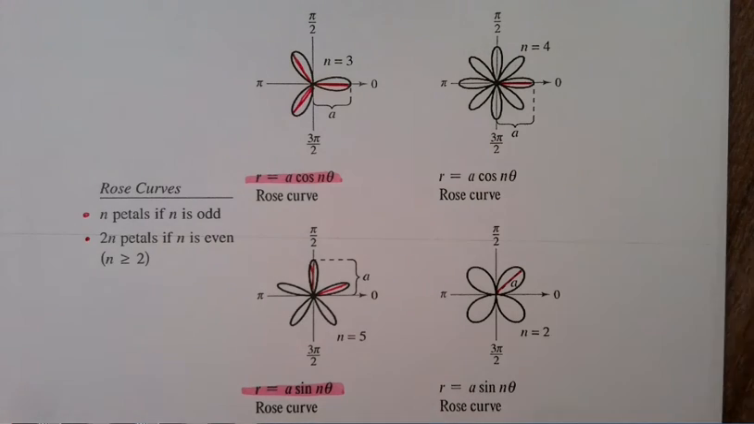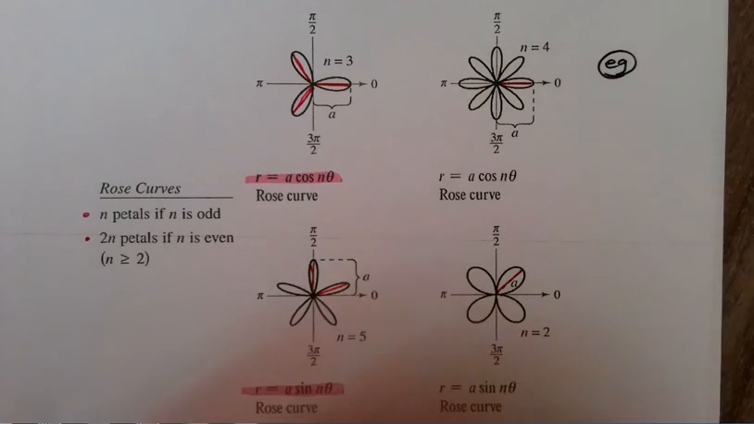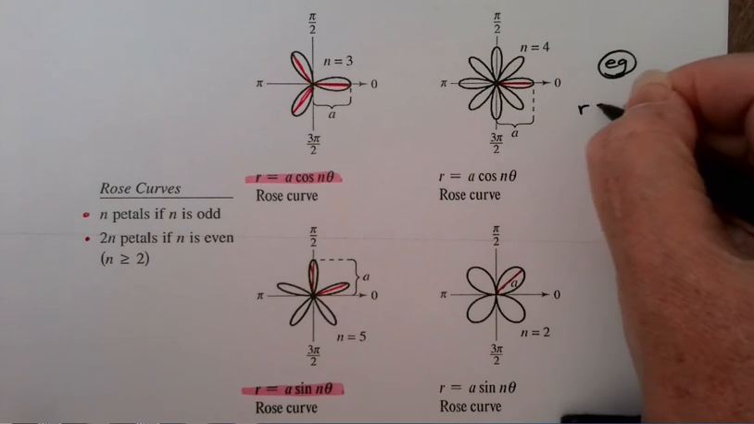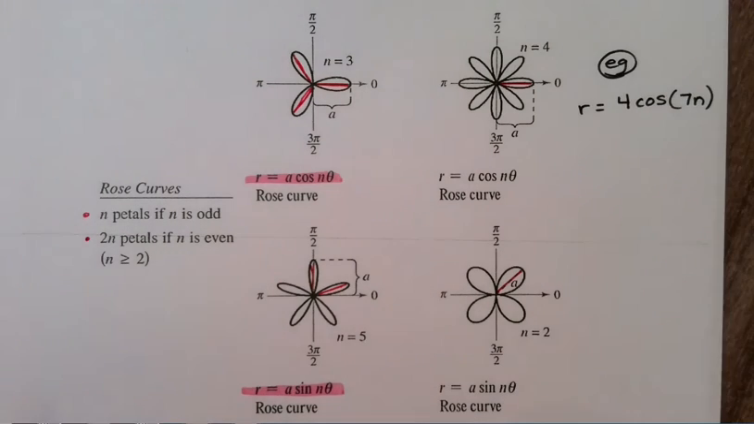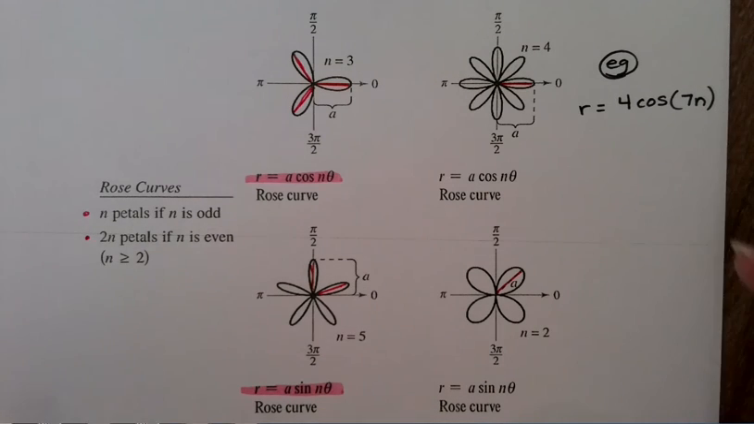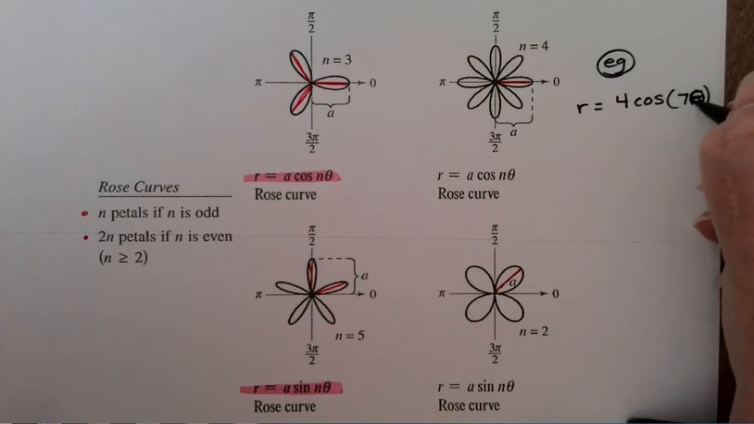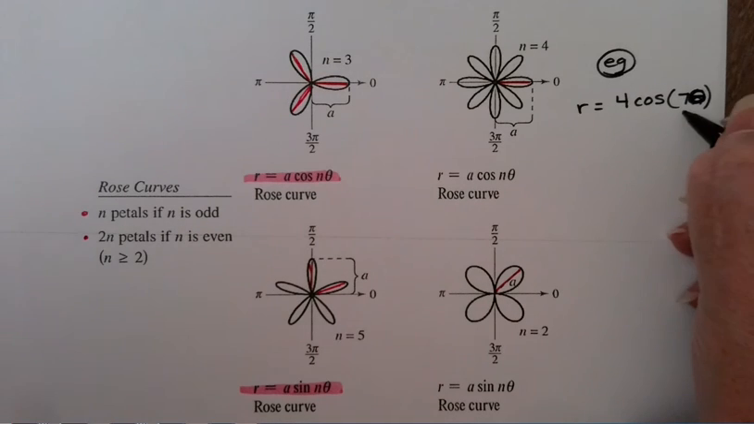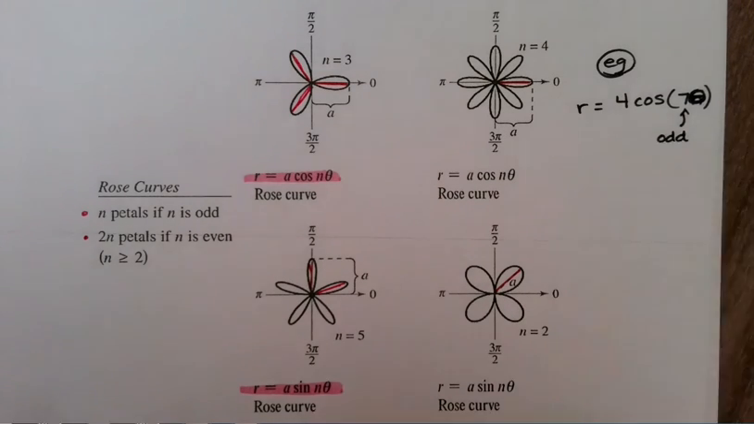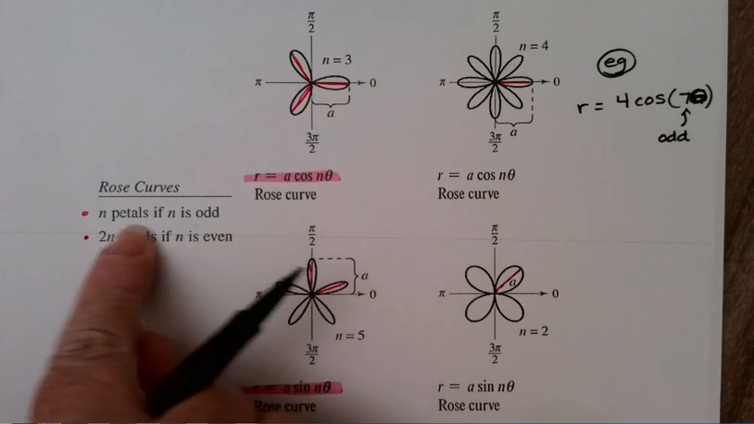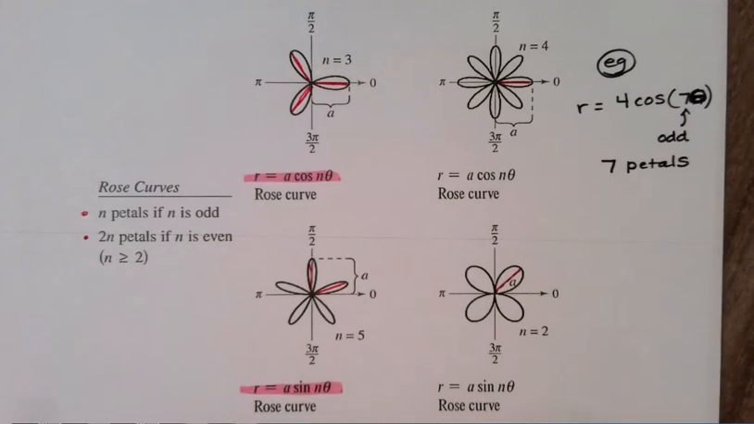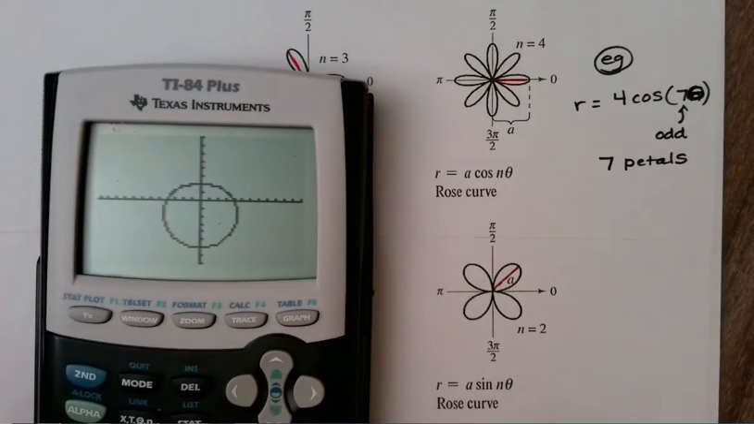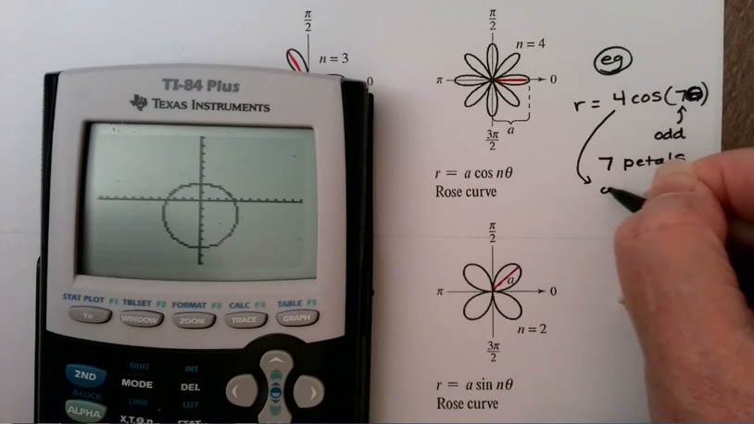So let's try a couple. I'll do one cosine and one sine, one even and one odd. Let's do r equals 4 cosine 7 theta. Because n is odd, n gives us the number of petals, so I'm expecting 7 petals of length 4. Let's try it out.